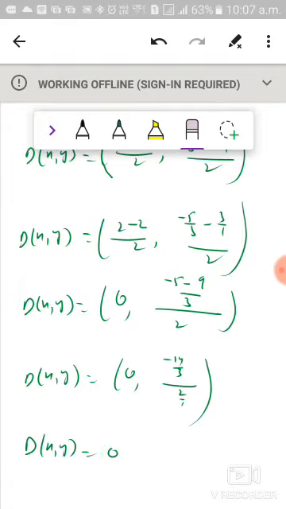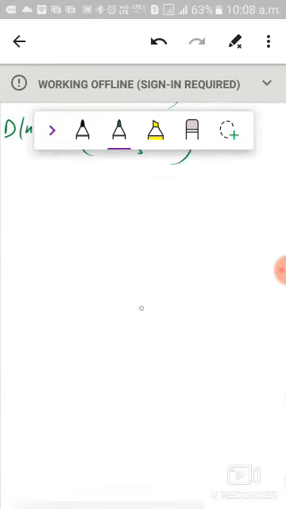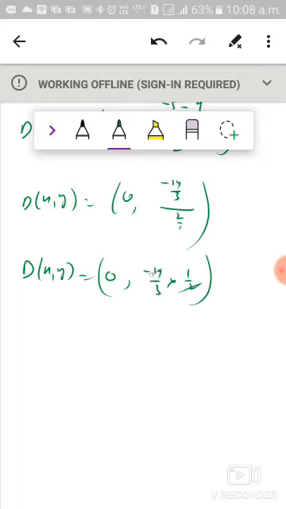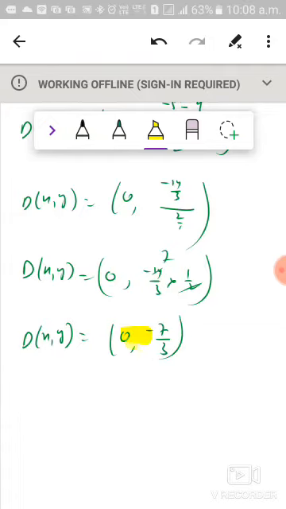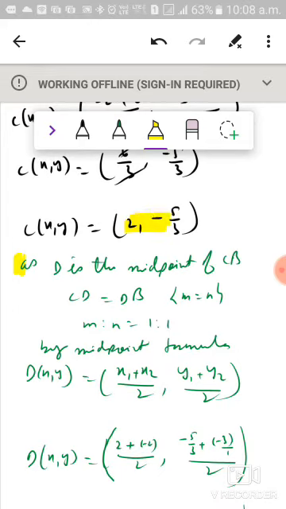0 comma minus 14 by 3 multiplied by 1 by 2, that is 2 sevens are 14. So D(x, y) equals 0 comma minus 7 by 3. So we got the coordinates of D as (0, minus 7 by 3), and we got the coordinates of C also, (2, minus 5 by 3).